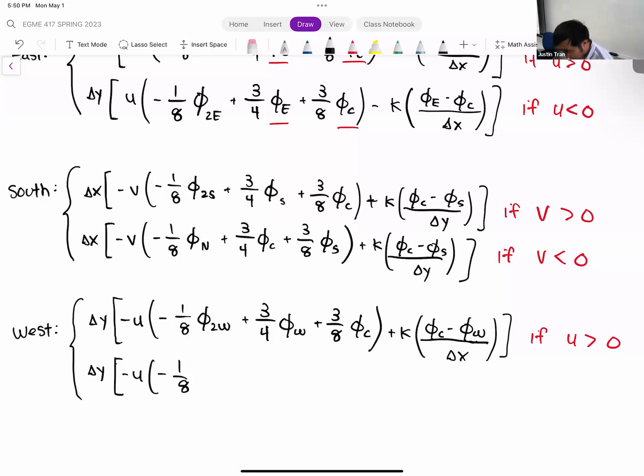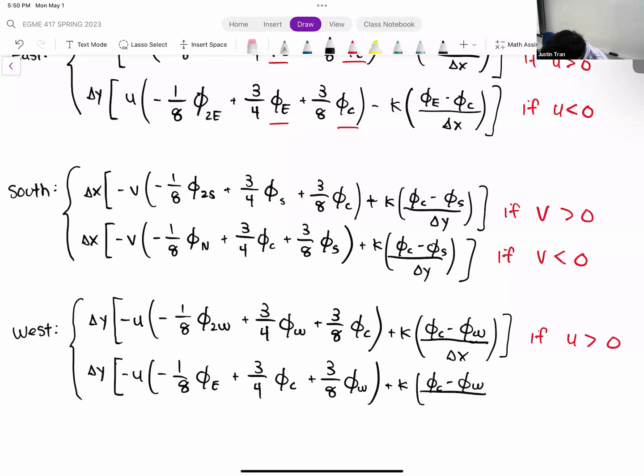And we have the version if u is less than 0, so we have a minus 1/8 v sub e plus 3/4 v sub c plus 3/8 v sub w. So that's if u is less than 0. If u is less than 0, we put more emphasis on the right because that's where the velocity is coming from. And so that's why we put our extra neighbor on the east. So that's why we have a minus 1/8 v sub e. And all our diffusion terms stay the same. So in both versions, we have a k times v sub c minus v sub w, all divided by delta x.